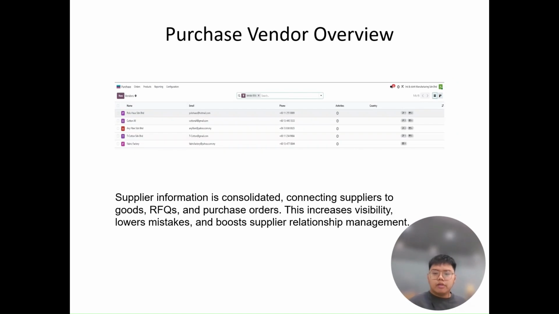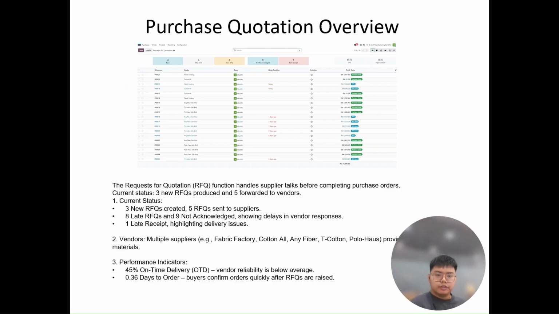Next is the purchase vendor overview. Supplier information is consolidated, connecting suppliers to goods, RFQs, and purchase orders. This increases visibility, lowers mistakes, and boosts supplier relationship management. For the purchase quotation overview, the request for quotation (RFQ) function handles supplier talks before completing a purchase order. Current status: 3 new RFQ products and 5 sent to vendor.